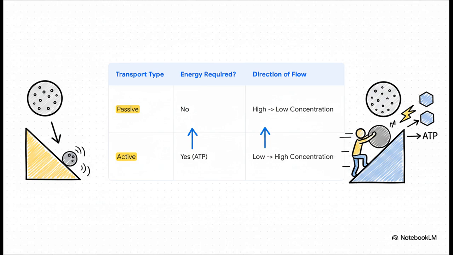But then you have active transport. This is the hard way. It's when the cell needs to move something from a low concentration to a high concentration, basically pushing it uphill against the flow. And just like pushing a real boulder uphill, that takes energy. The cell has to pay for it, and it uses a special energy molecule called ATP. That's like the cell's cash.